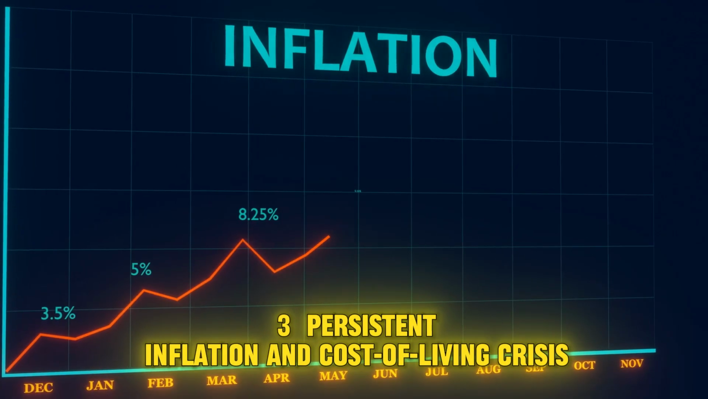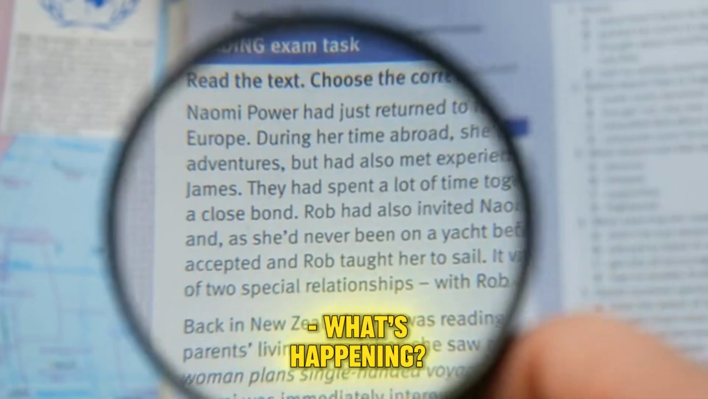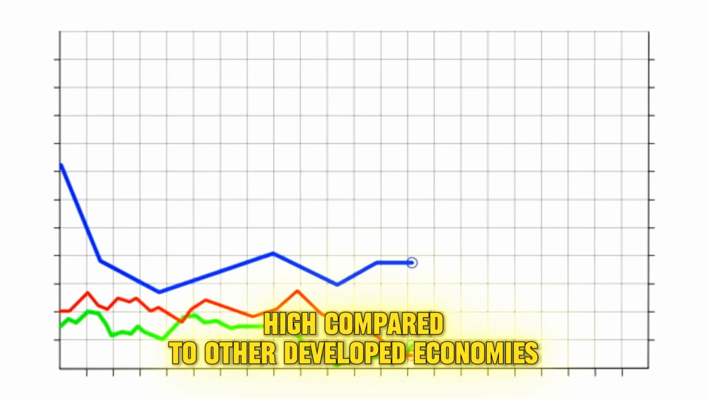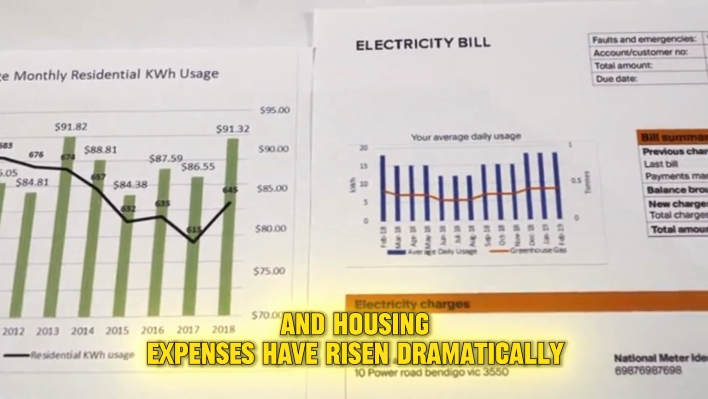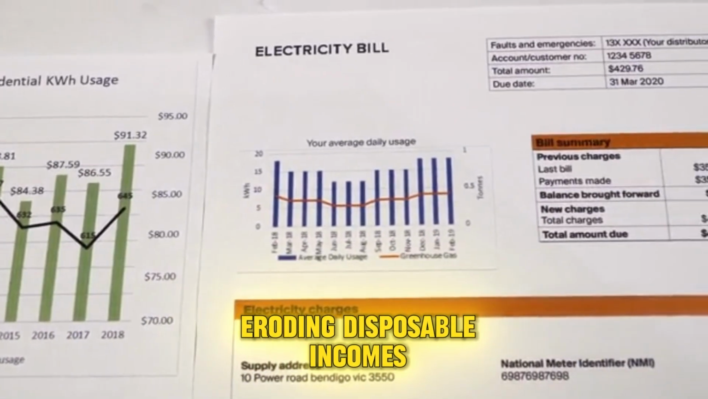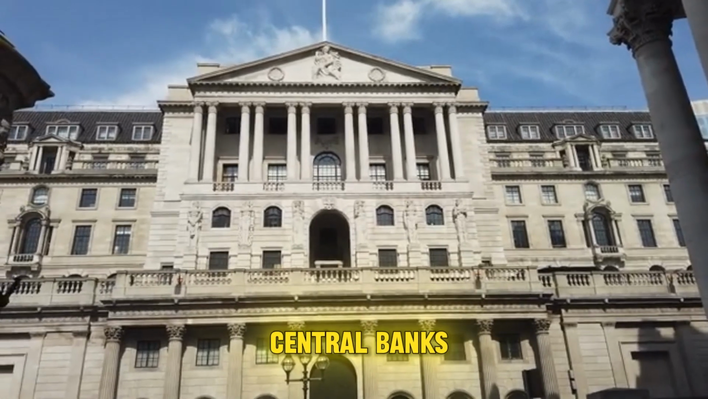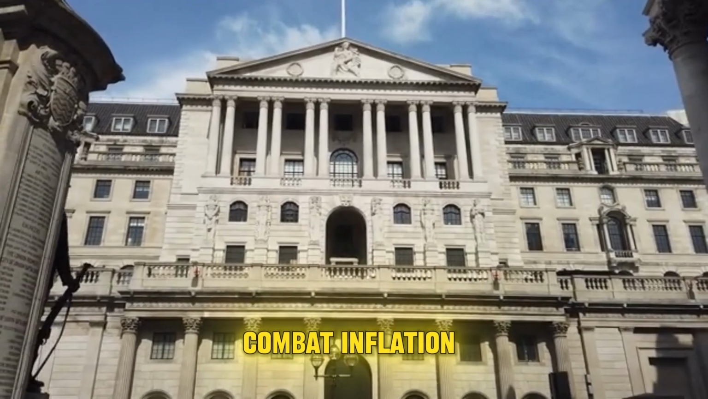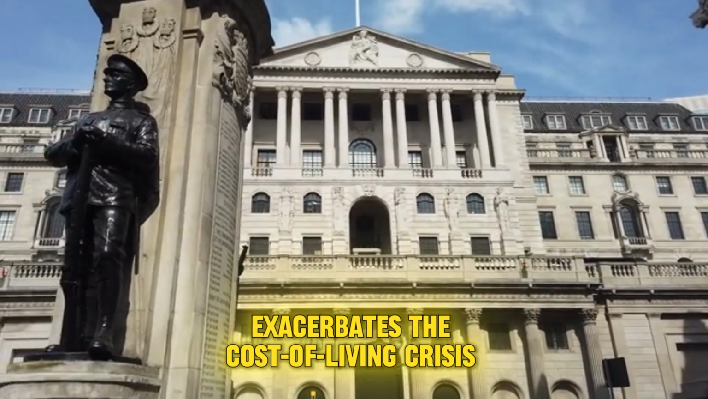3. Persistent inflation and cost of living crisis. What's happening? UK inflation remains stubbornly high compared to other developed economies. Energy prices, food costs, and housing expenses have risen dramatically, eroding disposable incomes. Why it matters. Central banks, like the Bank of England, have raised interest rates to combat inflation, which, while necessary, exacerbates the cost of living crisis.